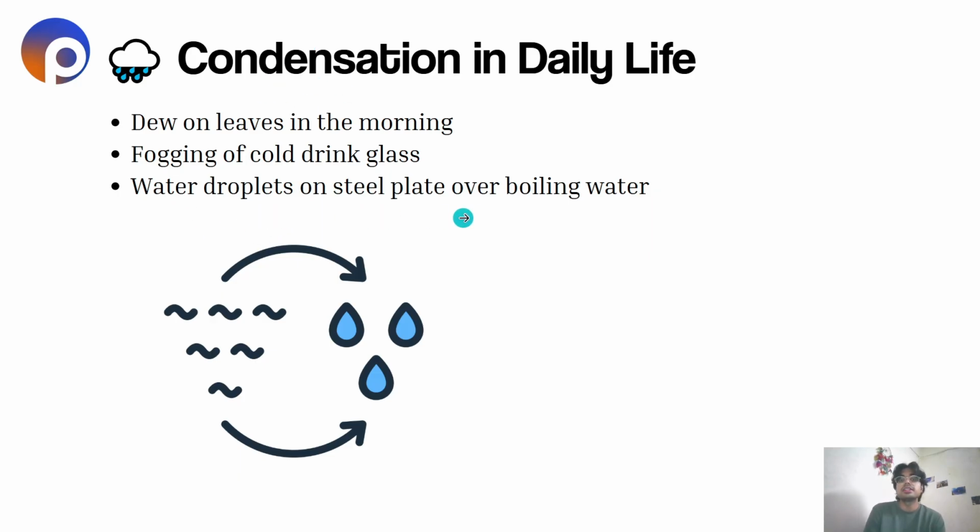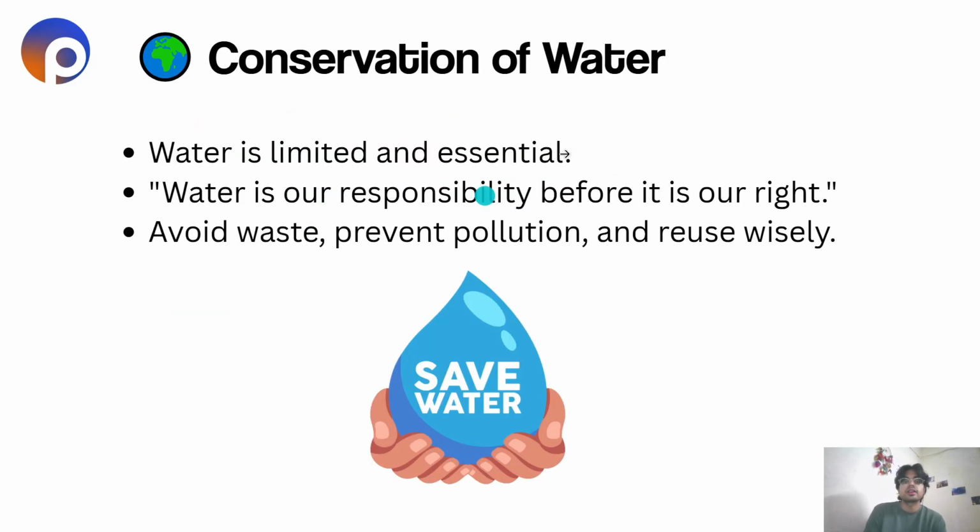Water droplets on a steel plate over boiling water. So when you are boiling water in a pan and you place a steel plate on it, small droplets of water will be there. So this is also the condensation process.